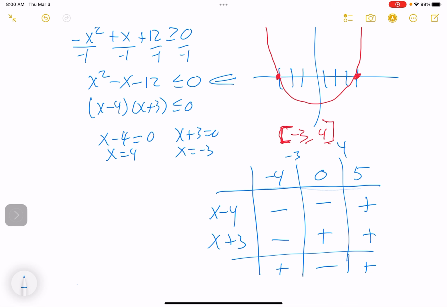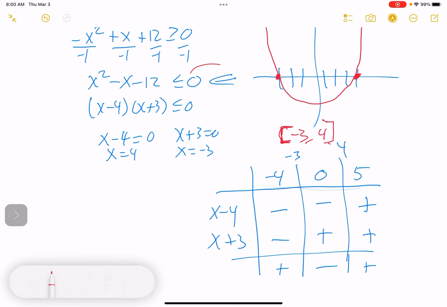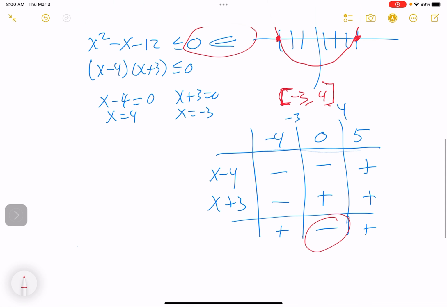We wanted the region where it's less than 0. So again, since we're looking for it being less than 0, this would be what we're after. And again, that corresponds to the -3 to 4 interval.